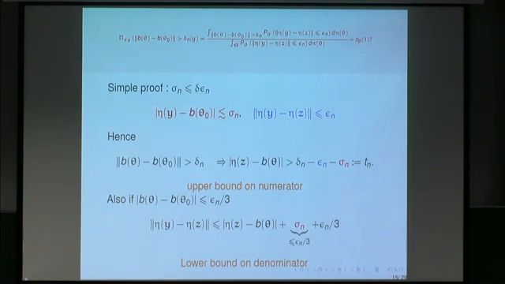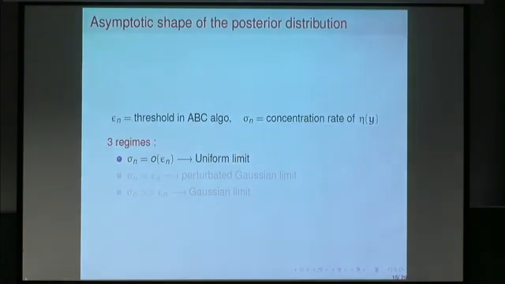In other words, this is much smaller than sigma n, and so to have eta y minus eta z less than epsilon n, over the set where b theta minus b theta naught is greater than delta n, implies that eta z minus b theta is greater than delta n minus epsilon n. So if this is much larger than that, then this probability is going to be very small. And that's how it goes. So it's a very simple proof. There are no high techniques there. And for the denominator, it's the same story.